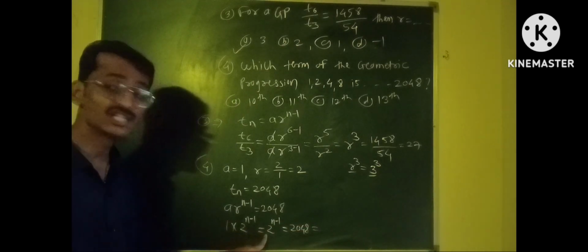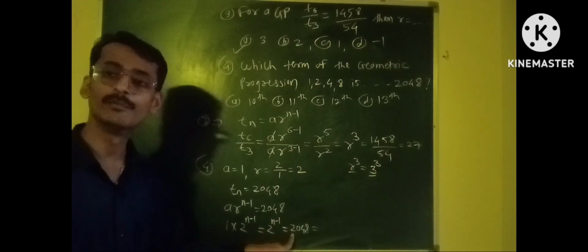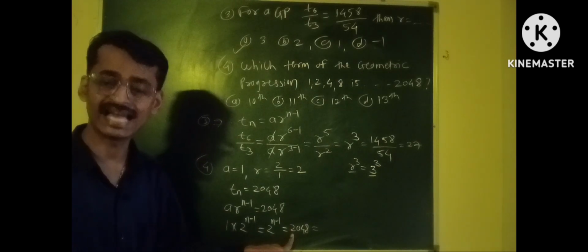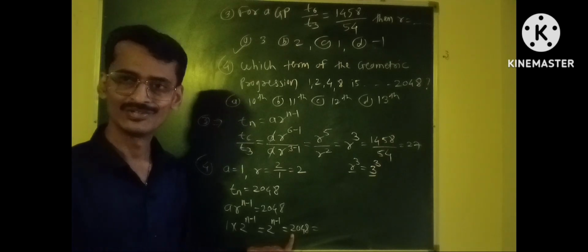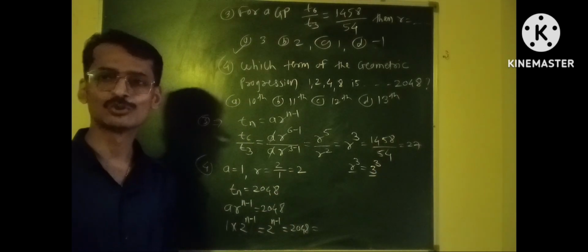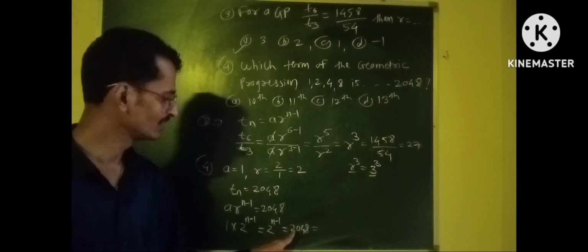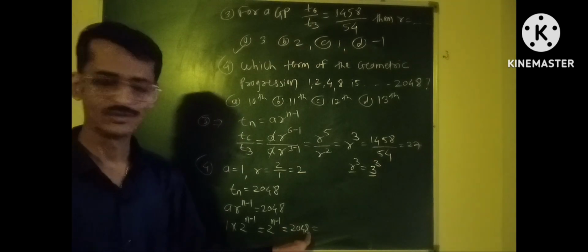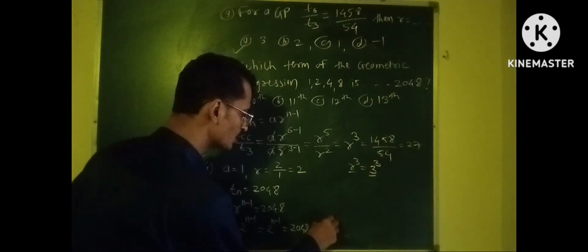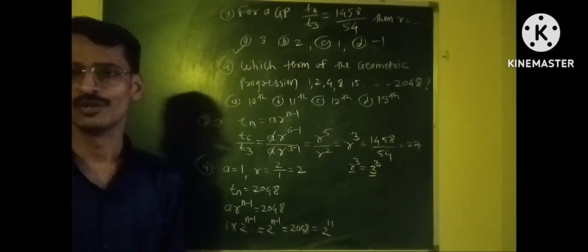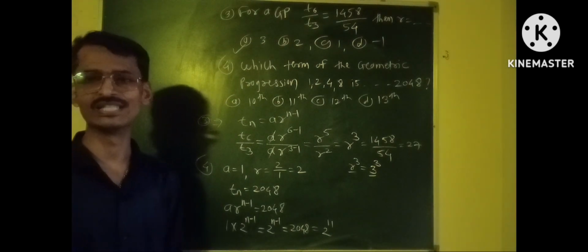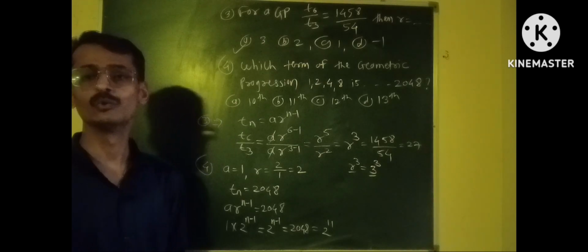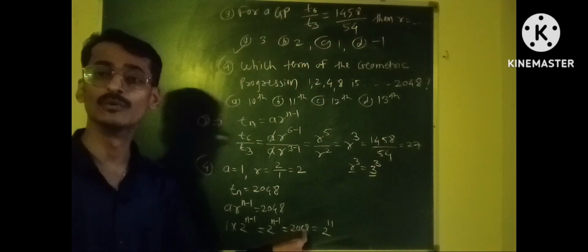Now as this is a power of 2, write the number 2048 as 2 raised to some number. So what is that number? Multiply this. 2 raised to 10 is 1024, and this is 2048, so this will become 2 raised to 11. Check this. 2 raised to 9 is 512, 2 raised to 10 is 1024, and 2 raised to 11 is 2048.